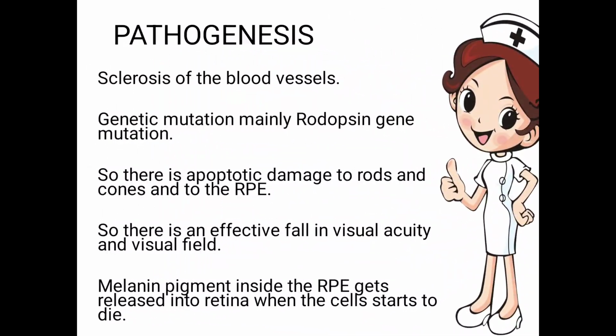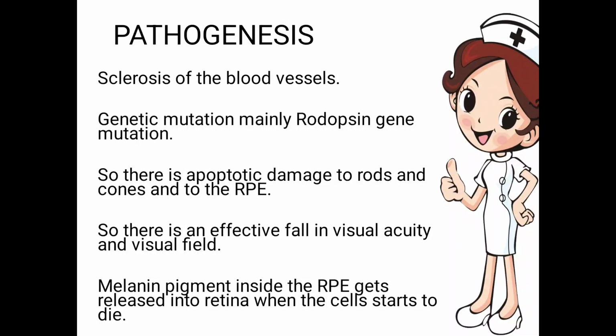Next one, pathogenesis. Now what is the pathogenesis? Sclerosis of blood vessels. It occurs due to the death of the cells. As we all know, there are a lot of blood vessels present inside the retina. Those blood vessels get sclerosed, meaning hardened and thickened. Due to their thickening as well as hardening, blood does not flow to the retina and to the other parts of the eye.